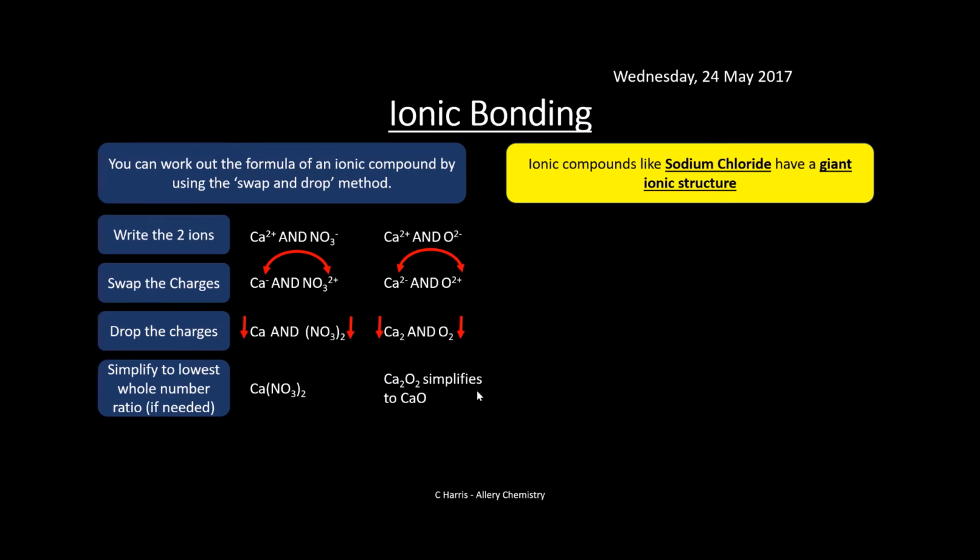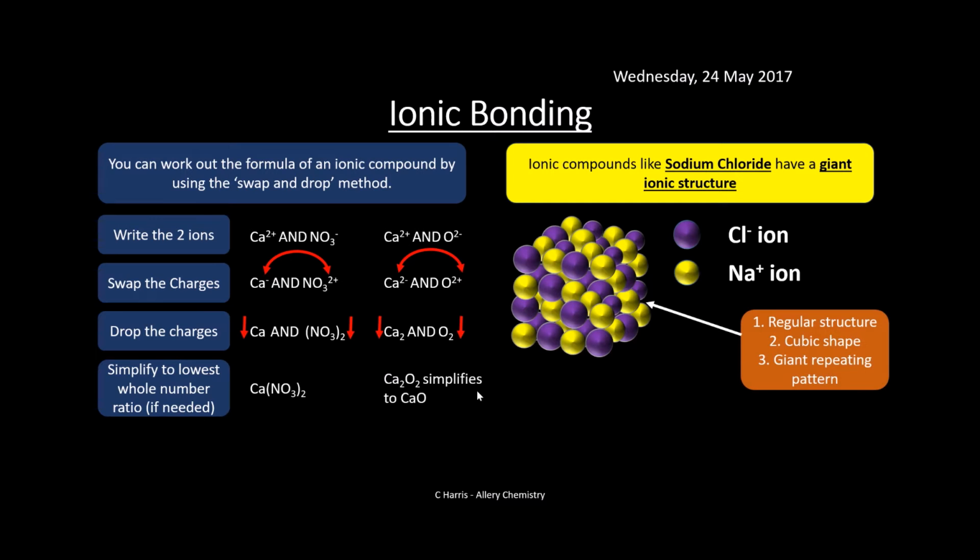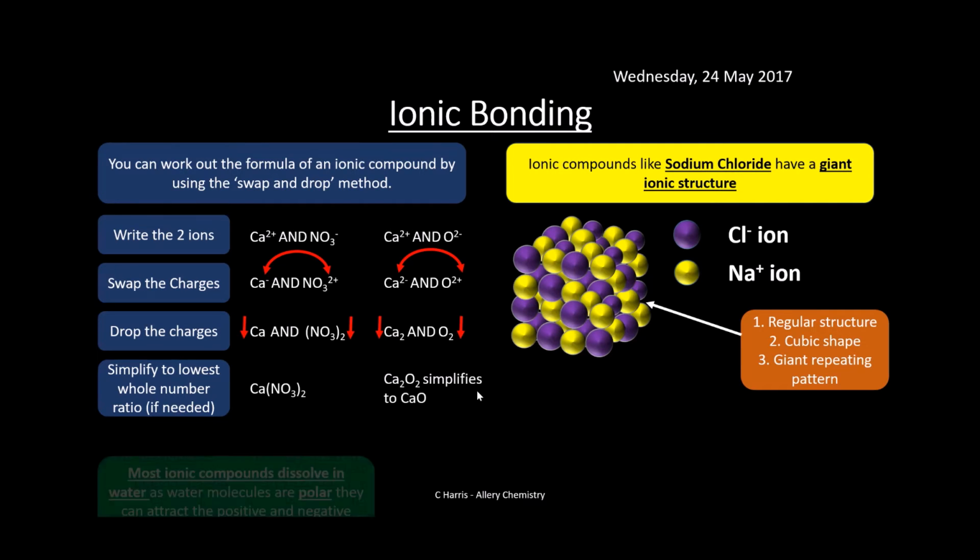Okay, so ionic compounds like sodium chloride have a giant ionic structure. You can see here sodium ions, represented by the yellow spheres, and the purple spheres represent the chloride ions, or Cl- ions. They form this regular structure, so you've got all these ions in neat rows, a cubic shape, and it's a giant repeating pattern that just keeps on repeating. This is the classic structure of sodium chloride.